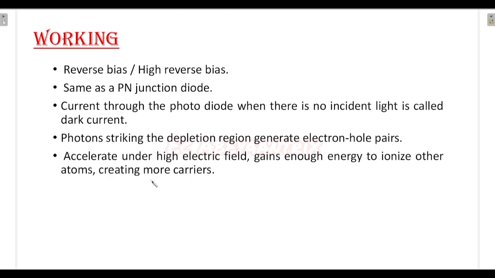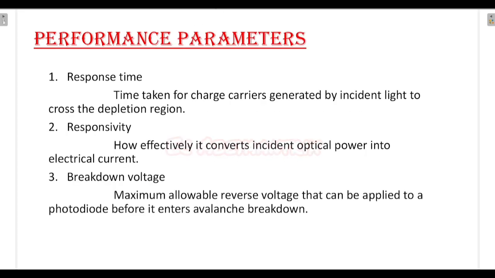Okay, so this mode is called the avalanche mode of operation. So this is all about working. And coming to performance parameters, there are three types of performance parameters. These parameters are very important for checking the efficiency of a photodiode.